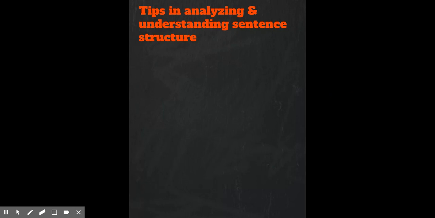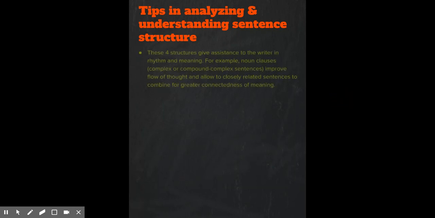I want to give you a few tips in analyzing and understanding sentence structure. These four structures, what they do is they assist the writer in rhythm and meaning. So for example, noun clauses, the ones that are either complex or compound complex sentence structures, those noun clauses improve flow of thought, and they allow related ideas or sentences to come together for greater connectedness. So you really want to use it in your writing if your writing seems choppy.